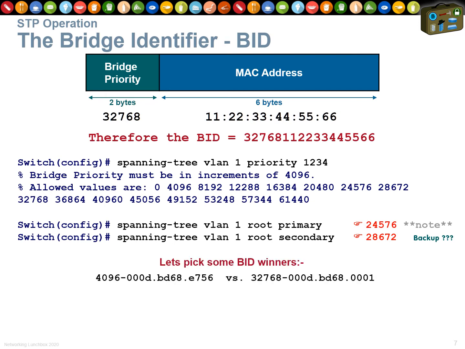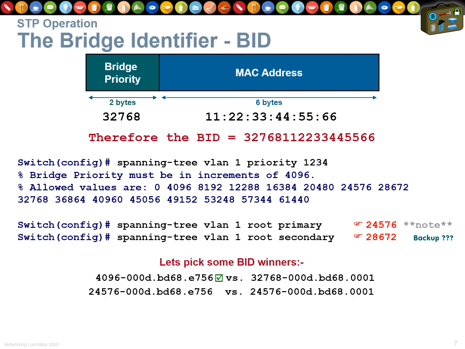So we've got 4096 000D BD68 E756 versus 32,768 000D BD68 001. Let's have a look at the winner, the left or the right. Who do you think is going to win? It's the left. In this instance, the priority is just you can't beat that.